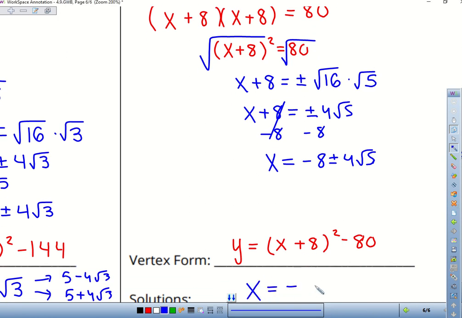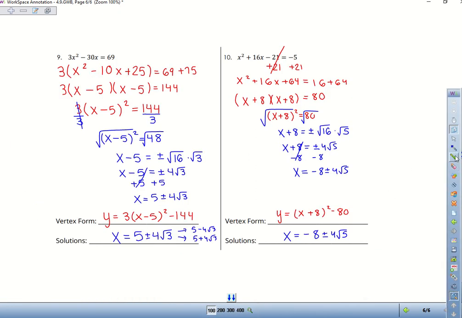That's my answer. Does it cross the x-axis? Yeah, crosses it twice, doesn't it? Yeah. At two very random spots. So, let me stop this thing.